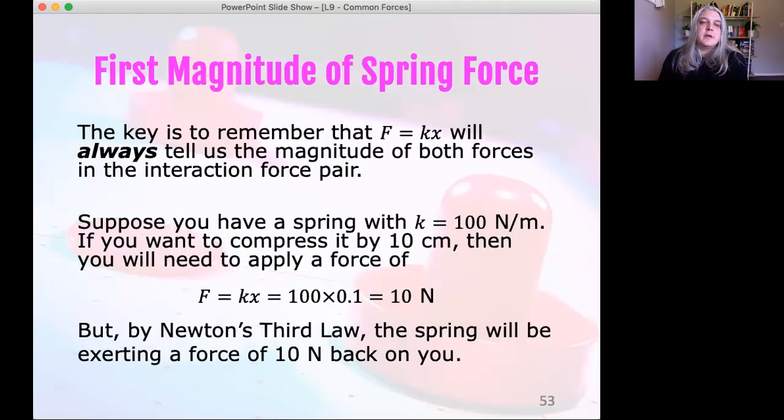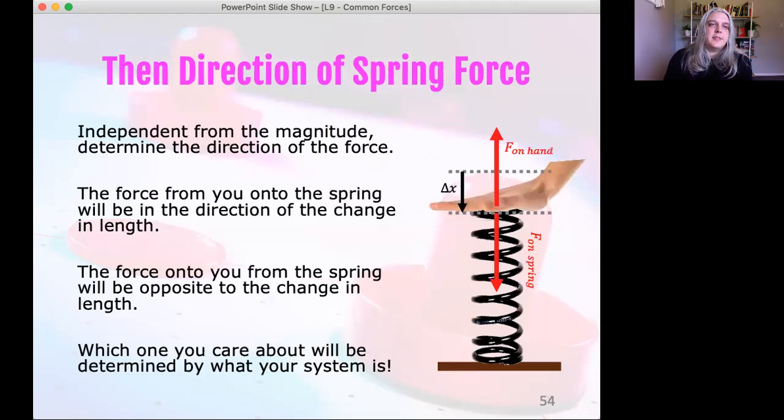So the key is to remember that F equals kx will always tell us the magnitude of both forces in the interaction pair. By Newton's third law, they're going to be the same magnitude, they're just going to be in opposite directions. So use F equals kx and figure out the magnitude of the force. That's perfectly fine. That will always be the magnitude. And then you can figure out the direction of the force, independent of the magnitude. So it doesn't actually matter whether you do the magnitude and then the direction, or the other way around. The point is, figure them out as two separate things.